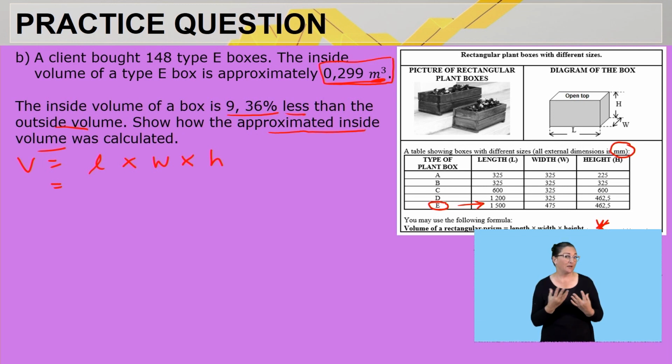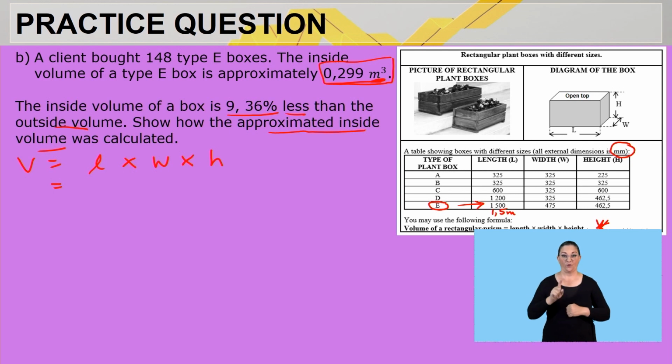Quick question. How many millimeters in a meter? I agree, 1000, right? So therefore I'll say for the length is 1500 divided by 1000. So that will give us a length here of 1.5 meters. I'll write it there on my diagram.